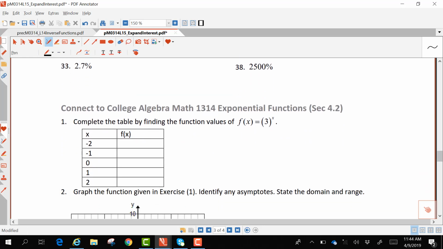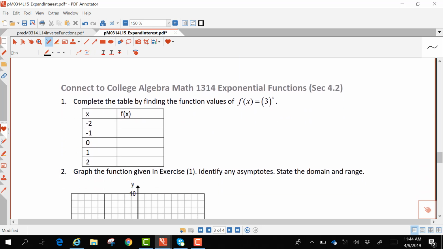Let's move down to the connection to college algebra. 3 to the x is an exponential function. The big change here from any prior work you have done in graphing with exponents is that your exponent is now the variable x. This is the new concept that you're learning in this section. So it wants me to complete a table or fill in the table.